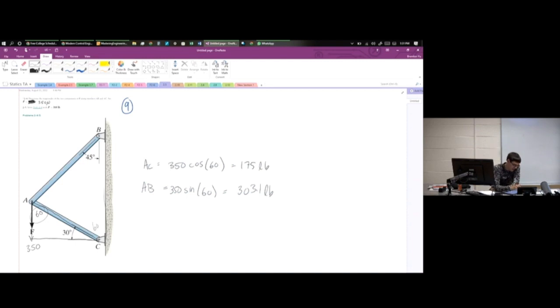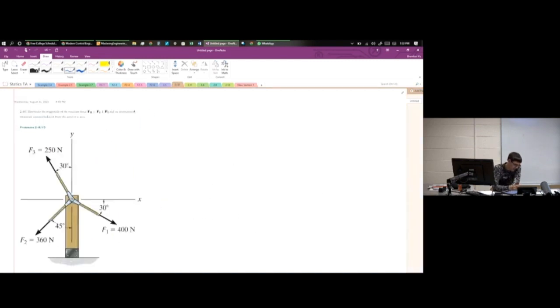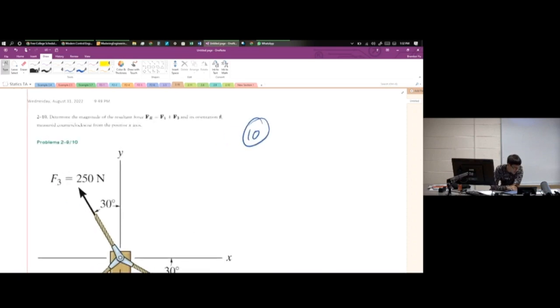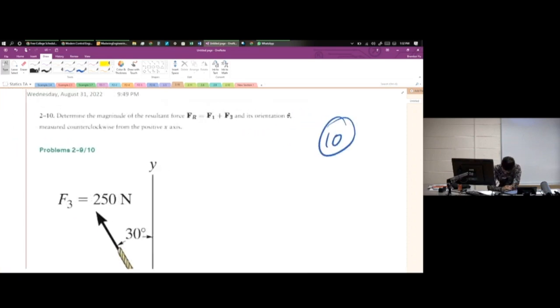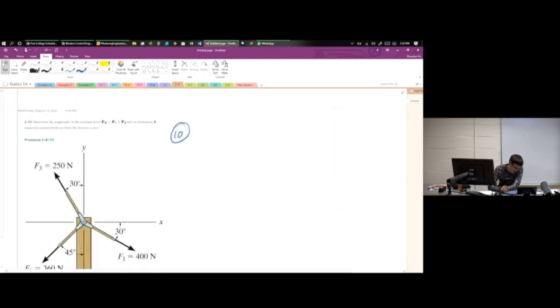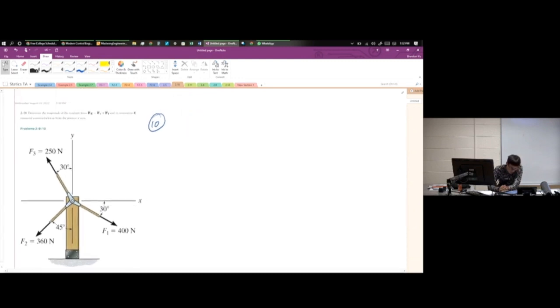All right, so question 10. Determine the magnitude of the resultant force Fr equals F1 plus F3, and its orientation theta measured counterclockwise from the positive x-axis. So what would we do in this situation here? Anybody know?